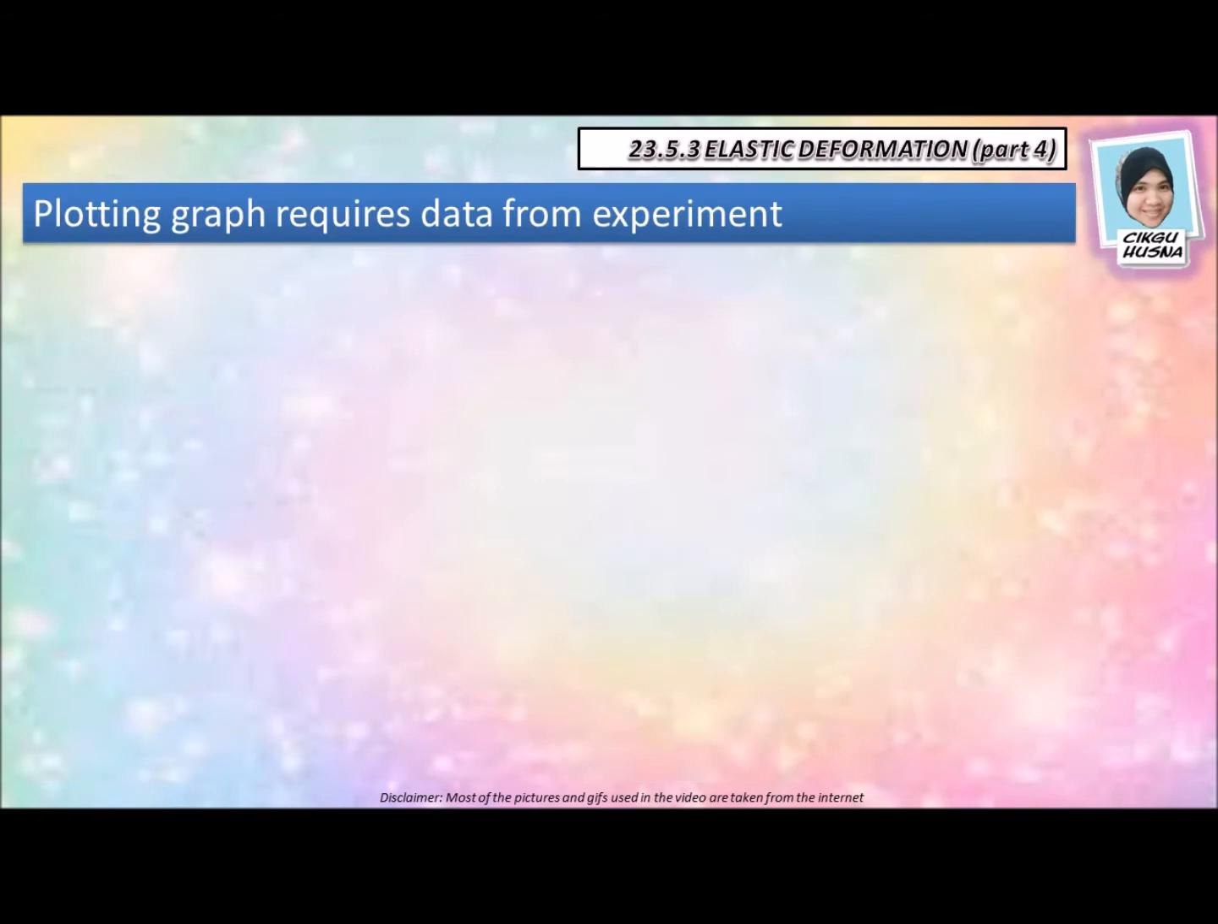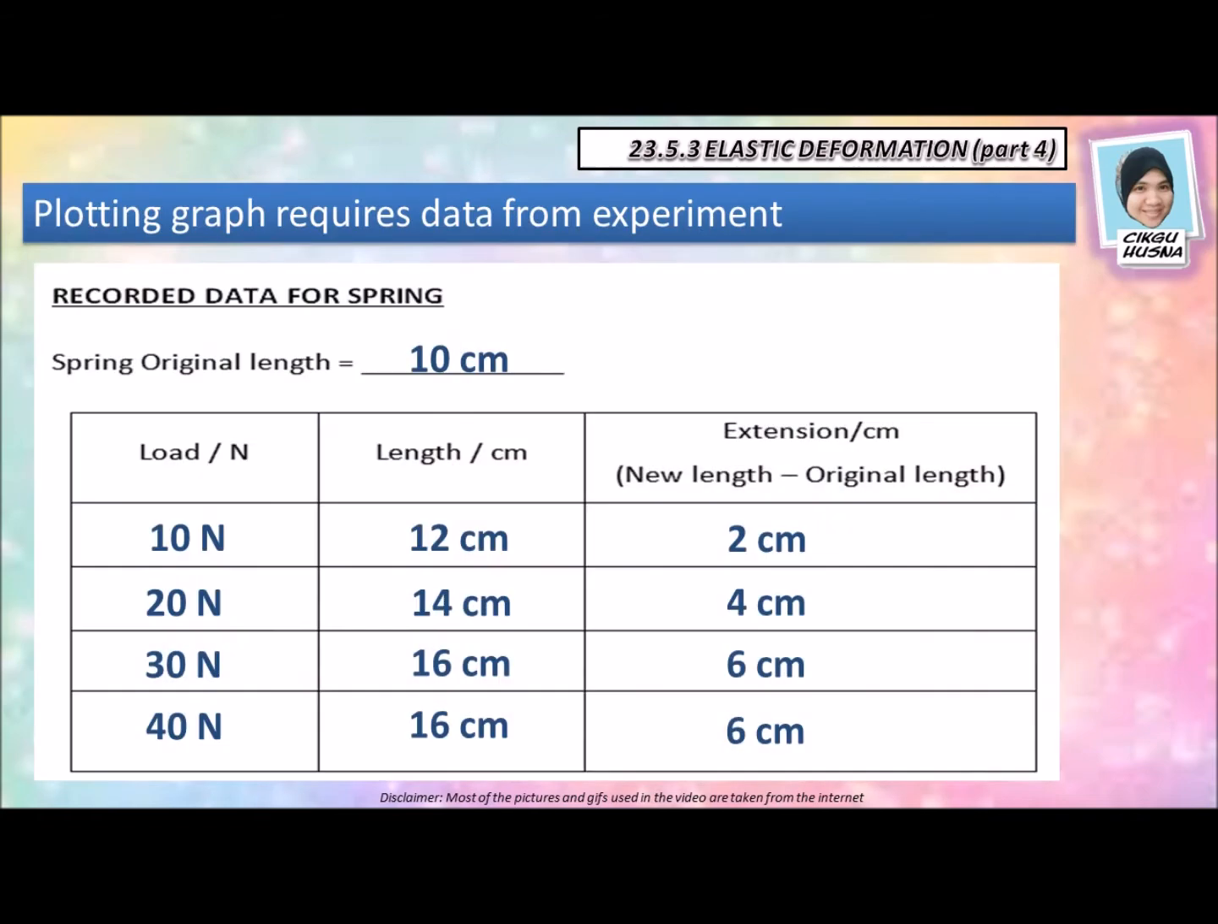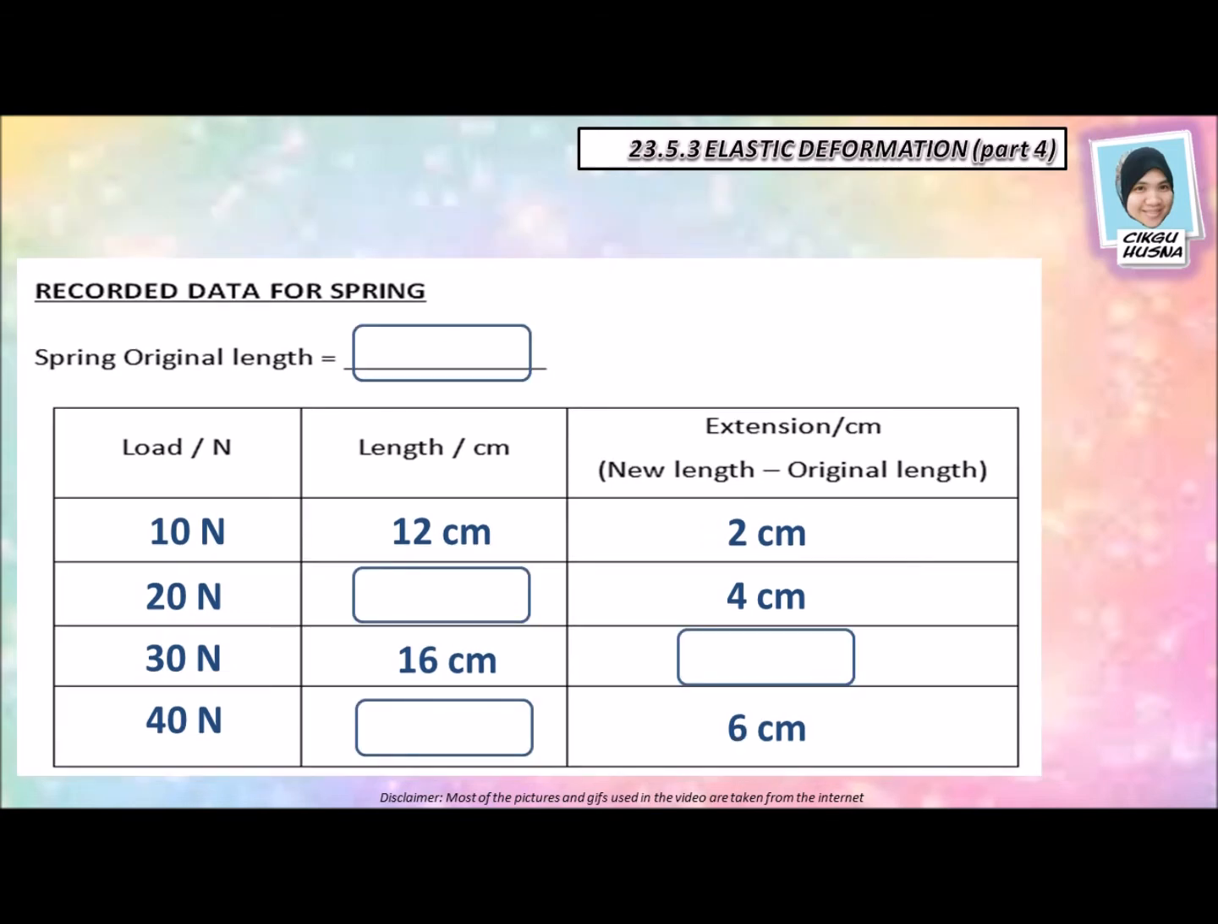Plotting a graph requires data from an experiment. So usually you will be given data for you to plot a graph. This is an example of data. Sometimes in questions, before you plot a graph, they will ask you to fill in all the blanks in the table. So here, you need to find the original length of the spring, and in the table here you need to find the new length of the spring and also the extension of the spring.